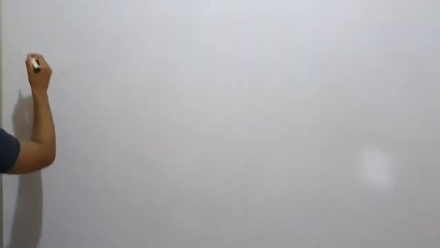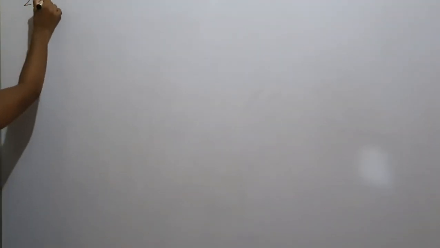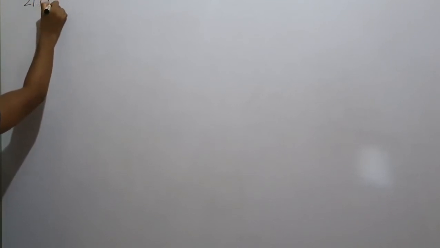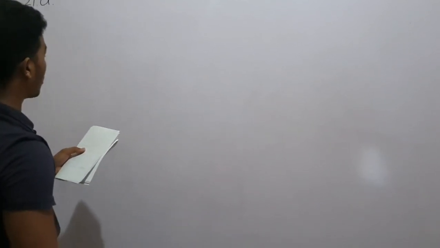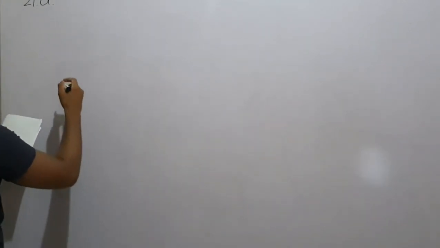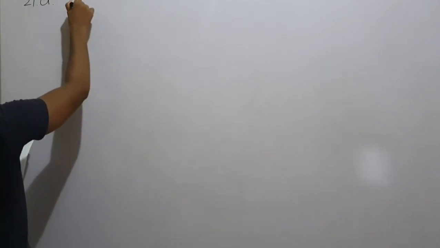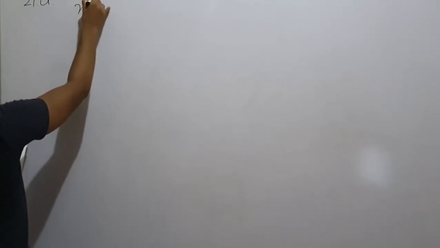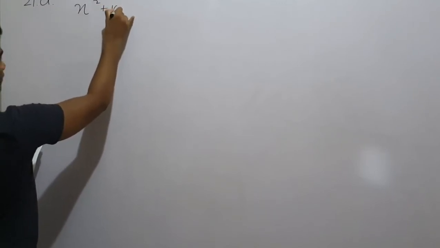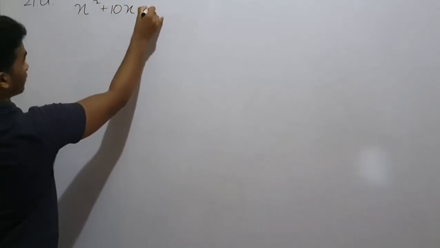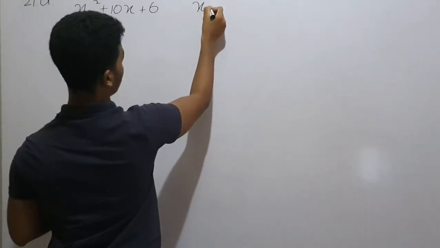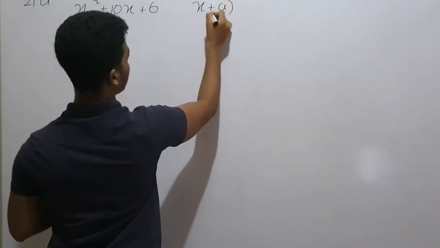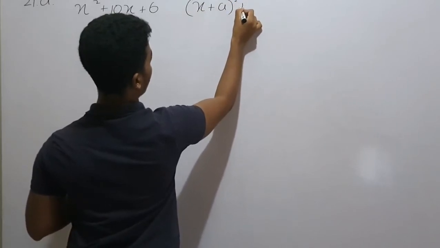So the 21st question, part A. Write x squared plus 10x plus 6 in the form (x plus a) squared plus b. This is the main equation they are given, x squared plus 10x plus 6, and they want us to write it in the format of (x plus a) whole squared plus b.